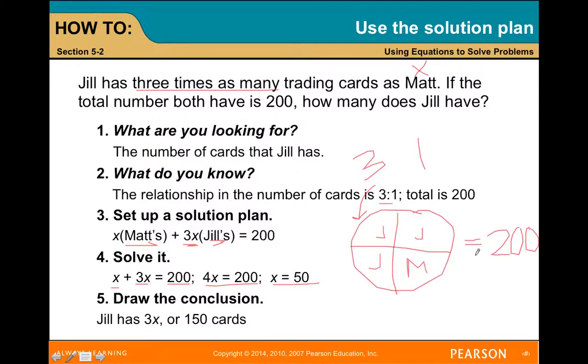So then 200 divided by 4 is 50. So 50, 50, 50, 50. So I divided it into quarters. Jill has 3 of those, which is 150, and Matt has 50. So that's just another way of conceptualizing how to solve for it, just because the problem fits.